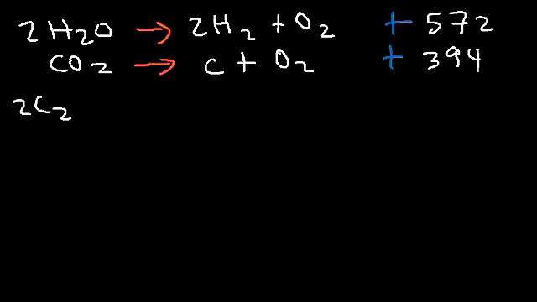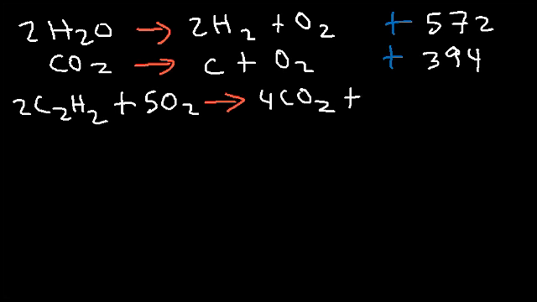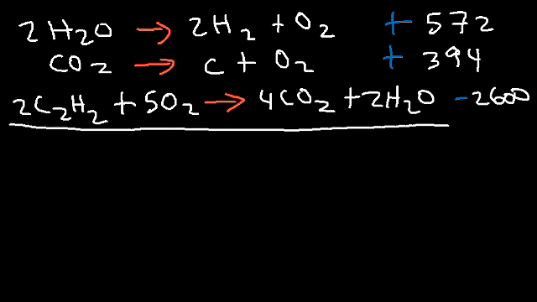And then acetylene reacts with oxygen gas, and that produces carbon dioxide and water. And the enthalpy change is going to be negative 2600. So using these 3 reactions, calculate the enthalpy change for this reaction. Acetylene decomposes into elemental carbon and hydrogen gas.